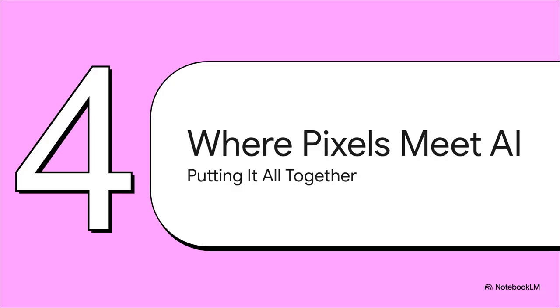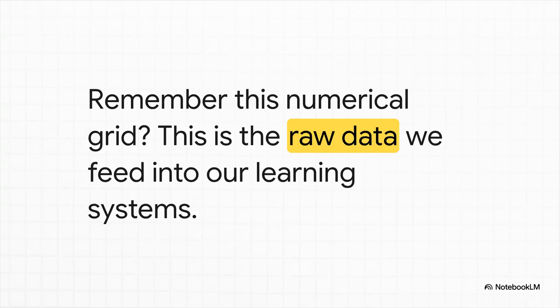Okay, this is the aha moment. This is where the two sides of the story, the image as a grid of numbers, and the AI tools that find patterns, finally come together. Let's connect the dots. Remember that matrix of numbers we saw a minute ago? Well, that grid isn't just a way to think about an image. It is literally the data. It is the raw input that we feed directly into our learning systems.